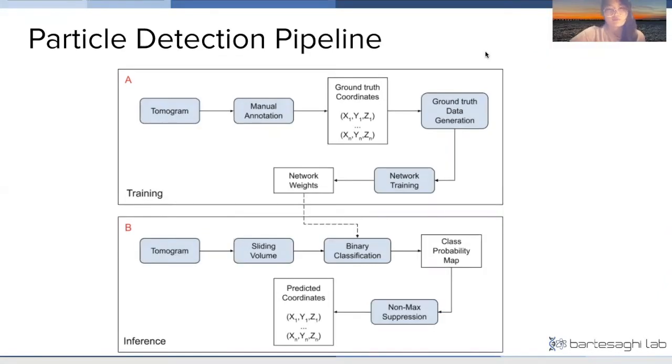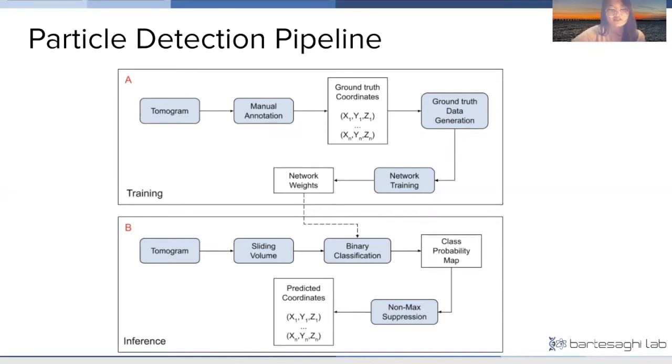Our pipeline for particle detection is divided into two stages. In the training stage, we first obtain a dataset of tomograms. We then manually annotate particles and background noise in the tomograms and extract their 3D coordinates as the ground truth positive and negative samples. With those ground truth coordinates, we generate training data and feed them into a neural network classifier to get optimal weights.